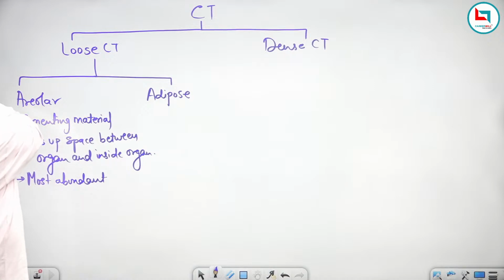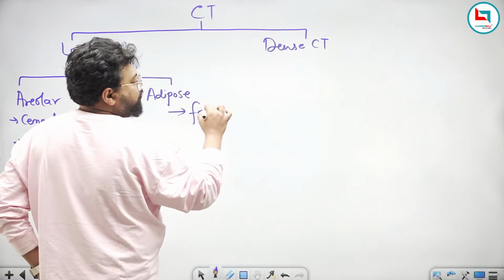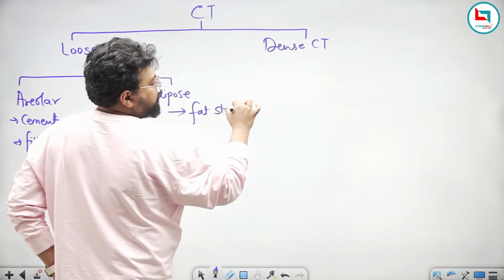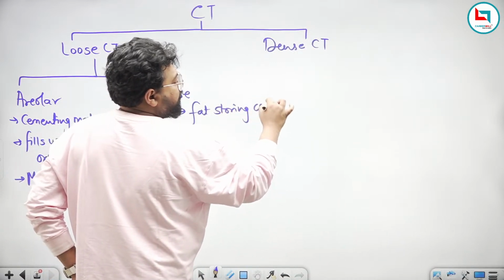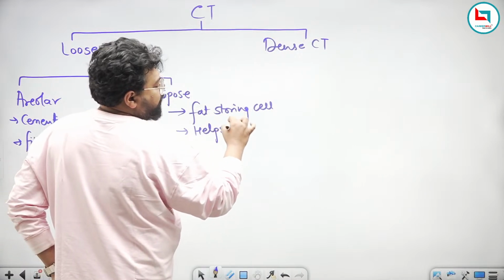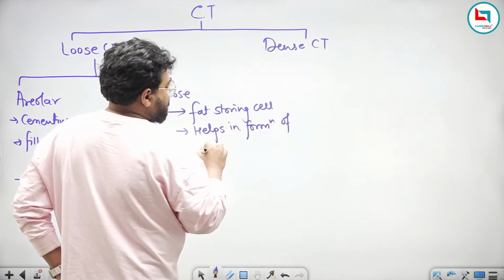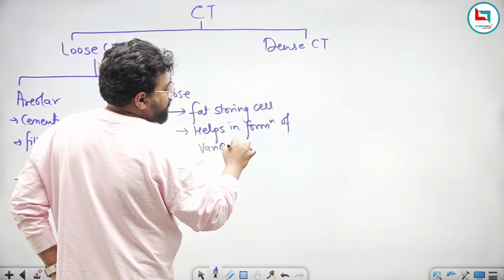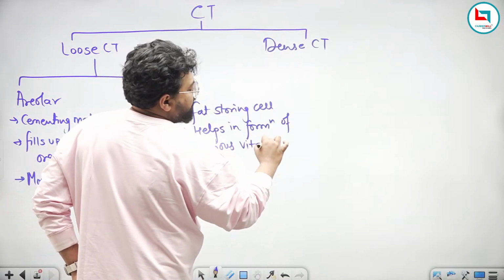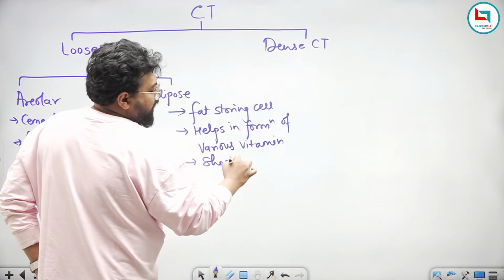While these adipose tissues contain fat storing cells in them, and they help in formation of various vitamins, as well as they also help in shock absorption.